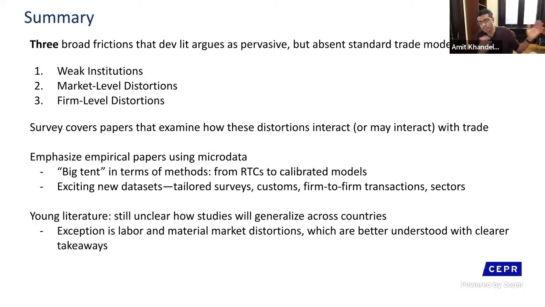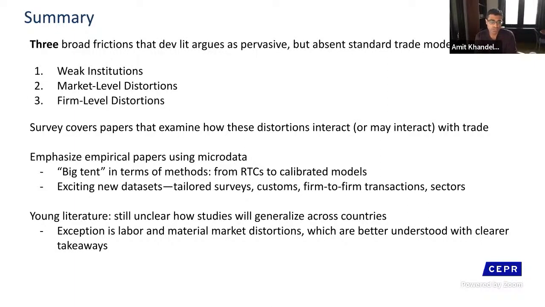And it turns out that over the past 10 years or so, there's been a wave of work straddling trade and development that is actually speaking to how these different distortions interact with trade. And so what this survey is trying to do is to think about how different types of more specific distortions within these three may or may not interact with trade. And by and large, we're going to emphasize in this literature review empirical papers using microdata.